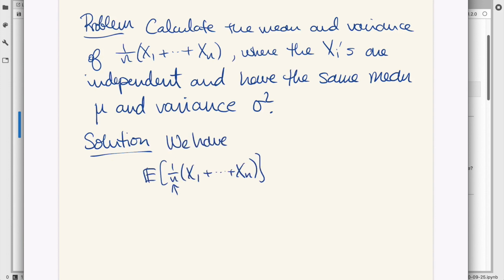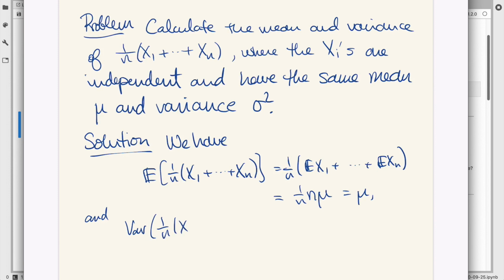This constant factor comes out by linearity of expectation, and also by linearity we can distribute the expectation across the sum. Now we're computing n instances of the expectation of a random variable with the same mean mu. So what we have here is mu plus mu plus mu n times, and that works out to mu.